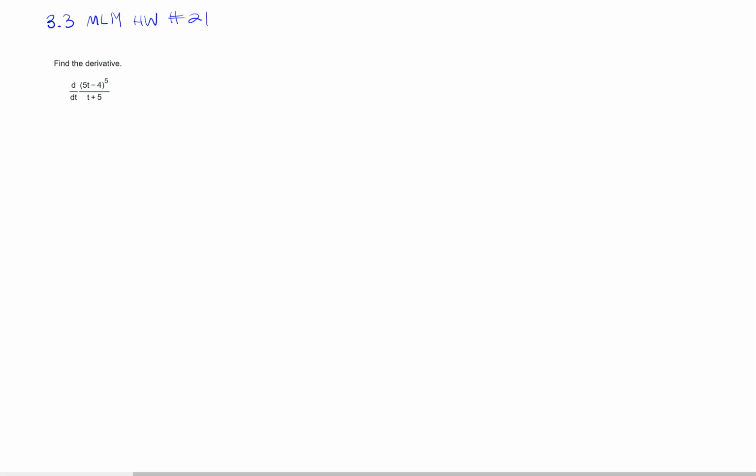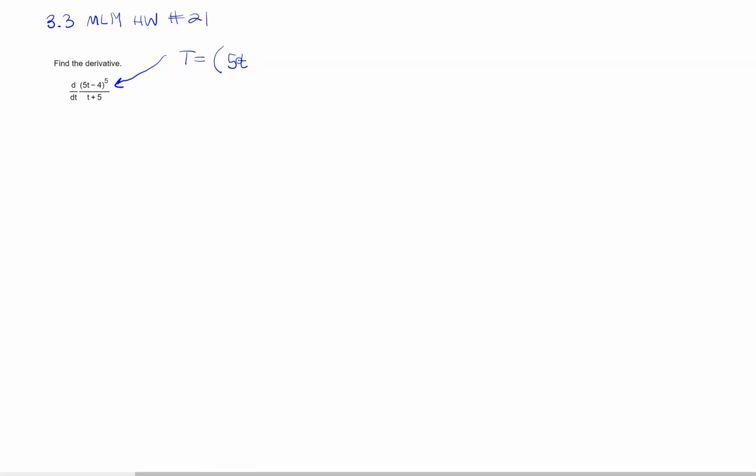This is question number 21 from the 3.3 MyLab math homework on product rule and quotient rule. And the function we're given is set up to use the quotient rule. So when you're doing the quotient rule, make sure you stay super organized. I'm going to indicate the top function, and I'm going to write that letter T.